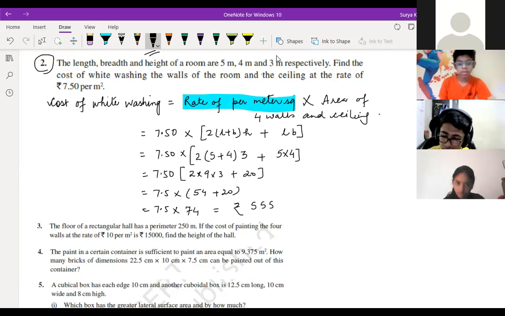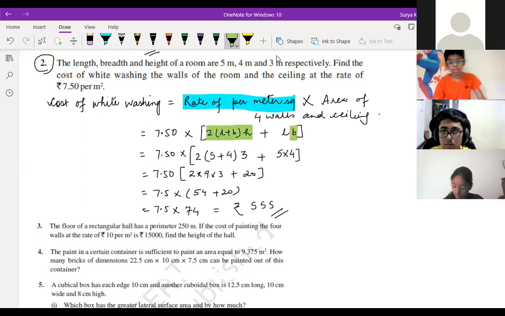Sir, I have doubts. Tell which part you are having doubt. Sir, I didn't understand how you got that 2 into (L plus B) H plus LB. See, area of 4 walls, you know, Satvik. What I wrote in green color, that is the area of 4 walls. And ceiling, you know. Okay, understood, sir. Anyone still having doubt? No, sir.